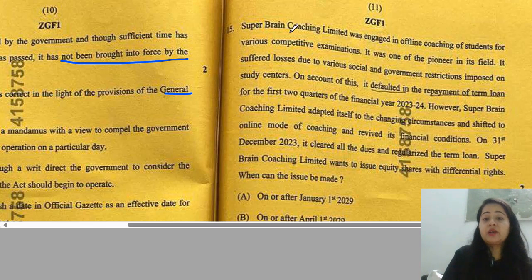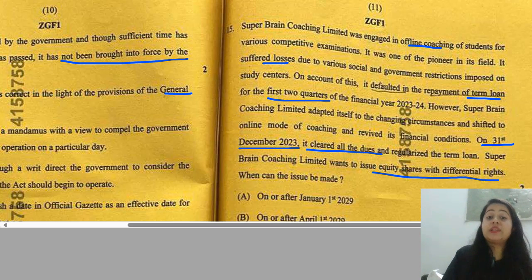Question 15. Superbrain Coaching Limited is engaged in offline coaching of students for various competitive exams. It is one of the pioneers in the field. It has suffered some losses to various institutions. On this account, it has defaulted in repayment of term loan for the first 2 quarters of the financial year 23-24. However, Superbrain Coaching Limited adapted itself and changed its circumstances. It started online coaching and revived its financial conditions. On 31st December 2023, it cleared all its dues. Now, this company wants to issue equity shares with differential rights. When can they make the issue?